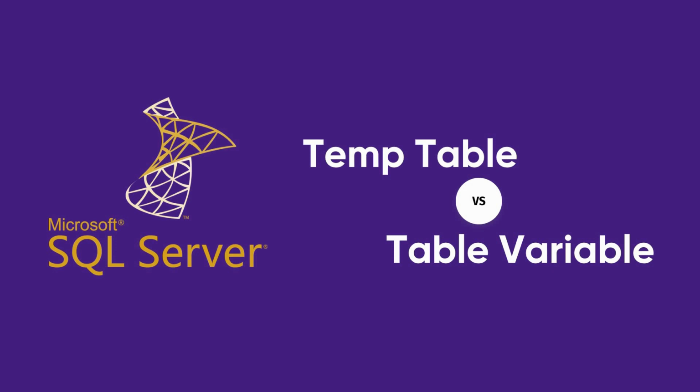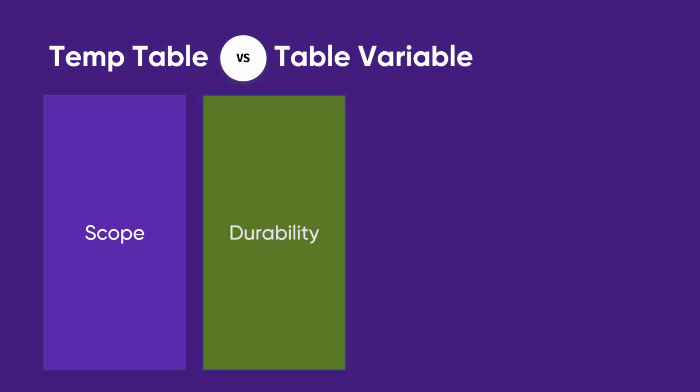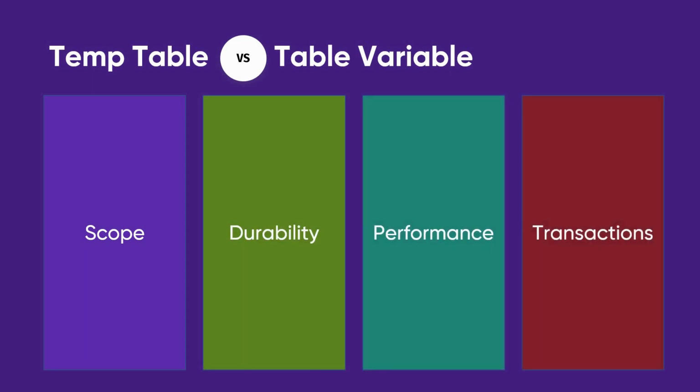If you are a SQL developer or database admin, you have likely come across the need to store intermediate data temporarily in your database. To do this, you have two options in SQL Server. One is temporary table and another one is table variables. So in this video, we will be taking a closer look at the differences between these two temporary data storage solutions. We will cover the scope, durability, performance, and transactional capability of both temporary tables and table variables.